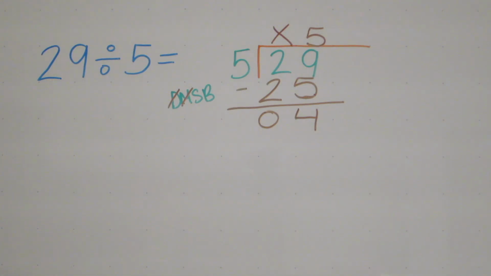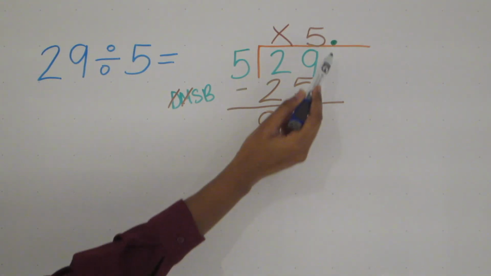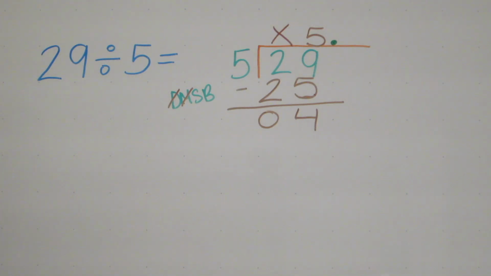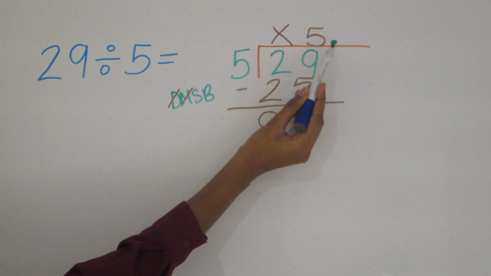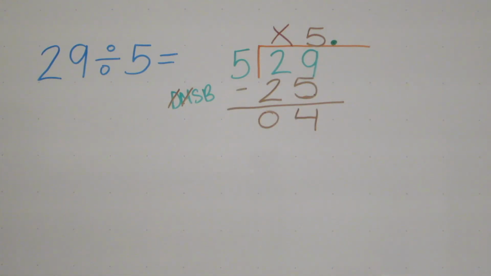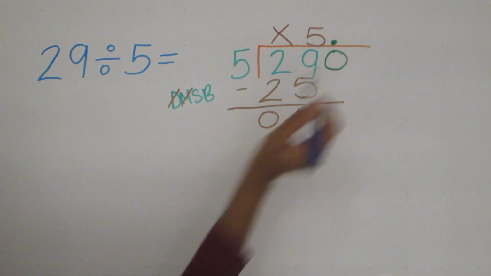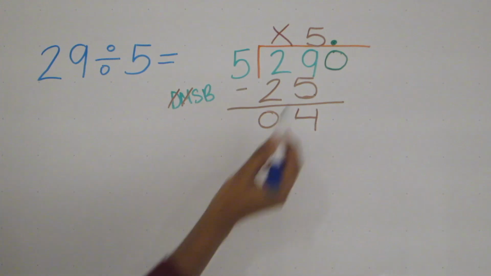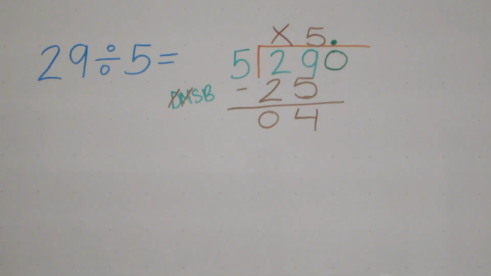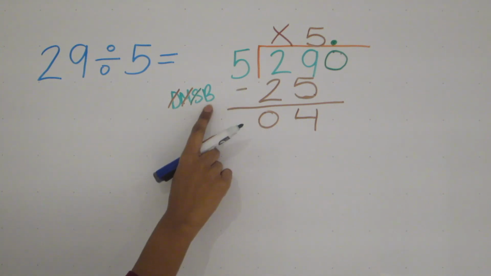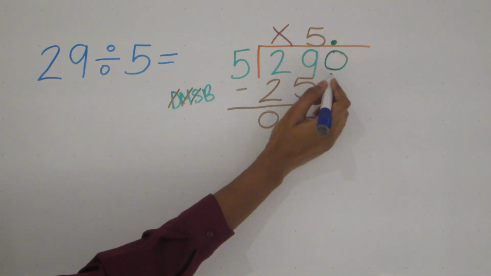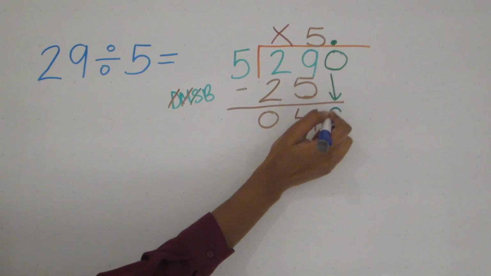So this is what we're going to do. We're going to place a decimal on top of the house, like that one right there. And now that we've placed a decimal on top of the house, we can add a 0 inside the house, just like that. So we added 1 decimal, we're going to add 1 zero inside the house. So last what we did was we subtracted. So our next step is to bring down. So we are going to bring down this 0.